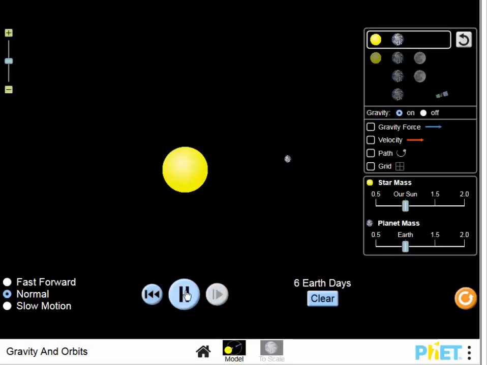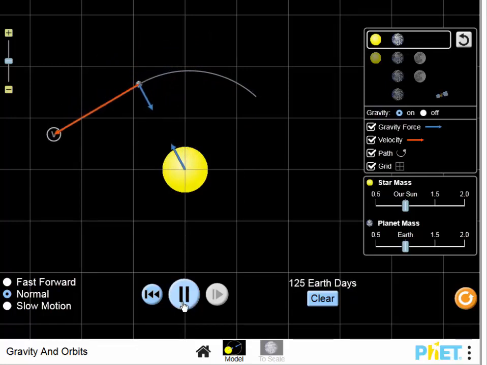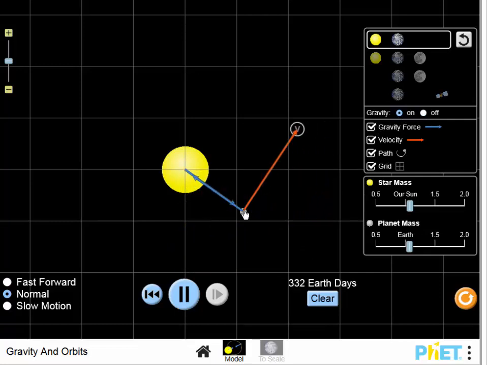And what we're going to do is just set this thing in motion. And actually what we can do is put these checkboxes on there, and we can mess around with the mass of the Sun, we can mess around with the mass of the Earth, and we can turn gravity on and off just like that. We can also mess around with where the Earth is, and that's pretty much everything that you need to know.